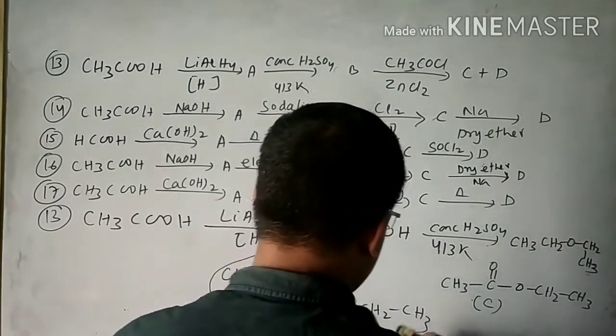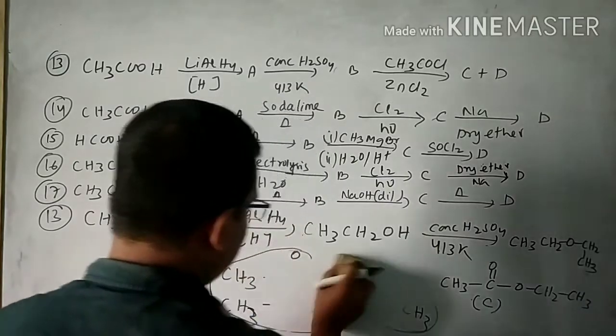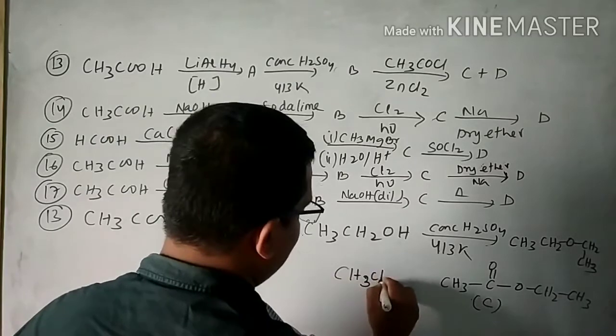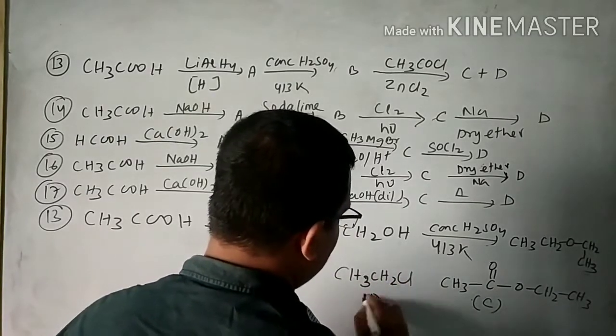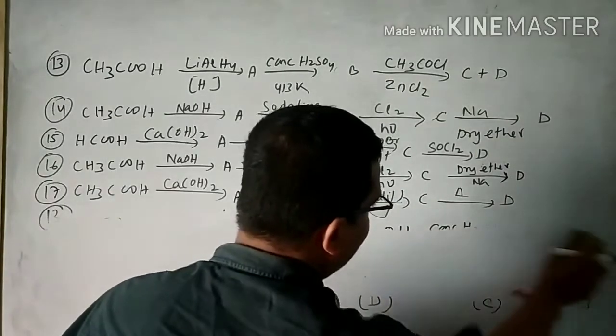And another is this, that means we can write CH3CH2Cl. This is your product D. Now I will discuss question number 14.